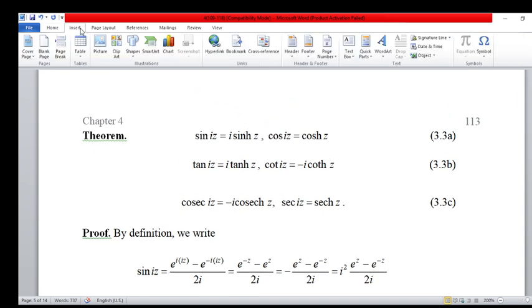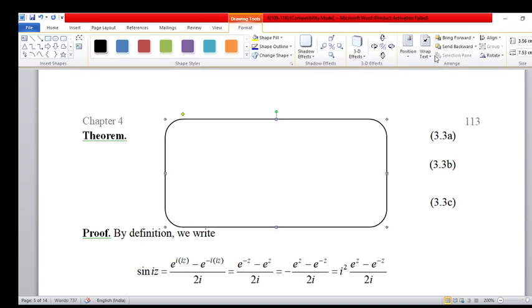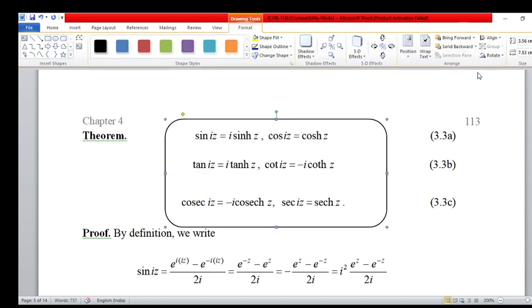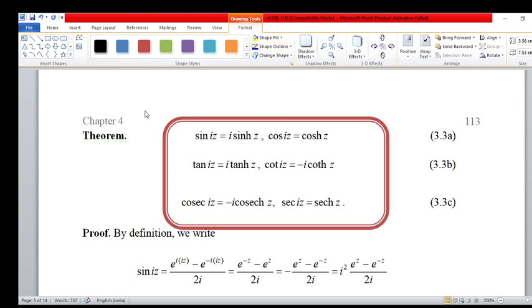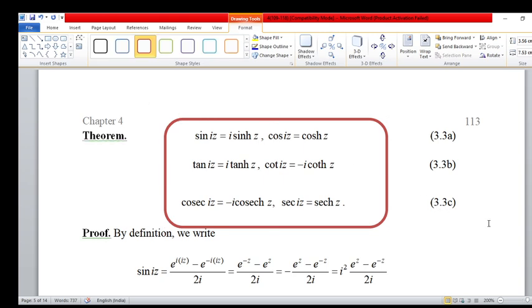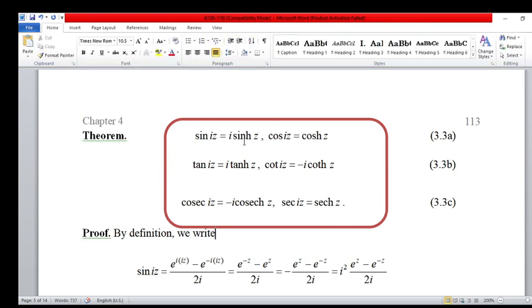So we highlight here. These are the formulas. This is the important formula: sin(iz) is equal to i sinh z, cos(iz) is equal to cosh z, tan(iz) is equal to i tanh z, cot(iz) is equal to −i coth z, cosec(iz) is equal to −i cosech z, and sec(iz) is equal to sech z.